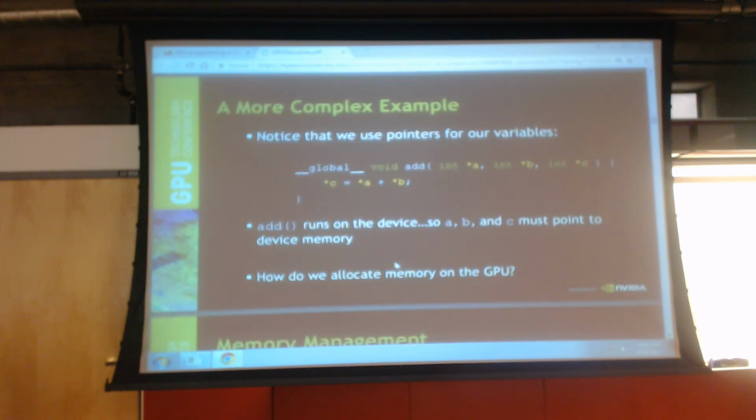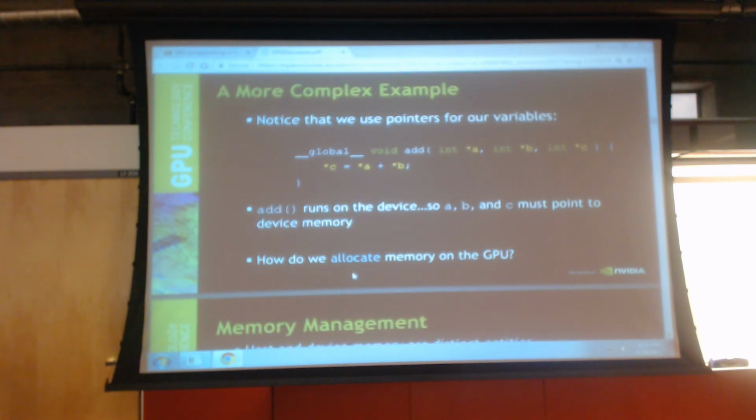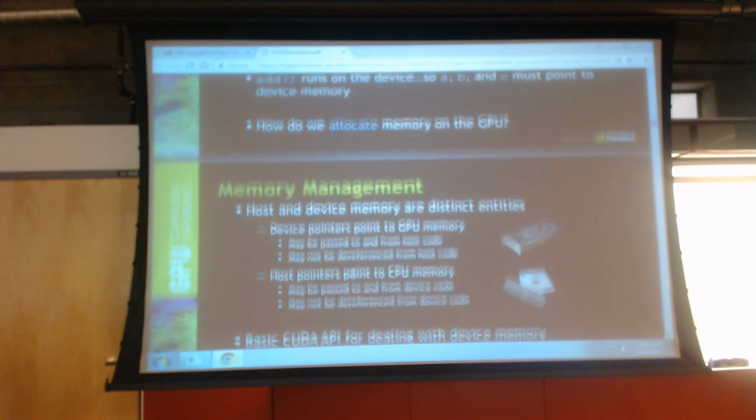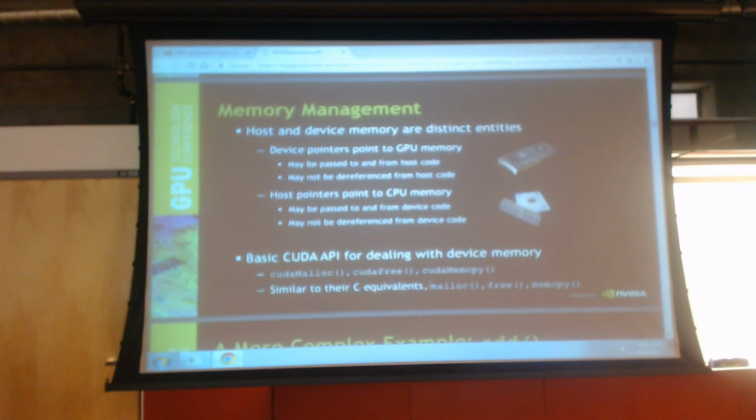Yeah, so that is what this is saying: how do we allocate memory on the GPU? We have to allocate memory, and also keep the host copy and the GPU copy the same. Host and device memory are distinct entities, as we have seen in the architecture. Device pointers point to GPU memory, may be passed to and from host code, but may not be dereferenced from host code. This is very important.